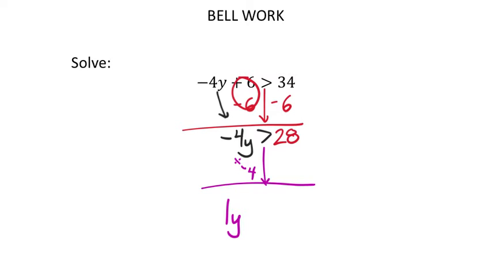But again, if you do this to one side, you're going to have to do it to the other side as well. Now here we notice that we divided both sides by a negative, which means we're going to flip the inequality this way. So I end up with 1y is less than 28 divided by negative 4, which would then be negative 7. And this is the inequality that we're looking for in the end.